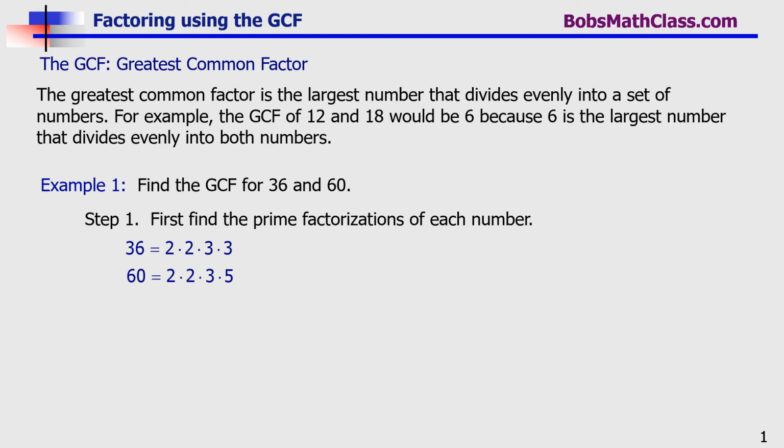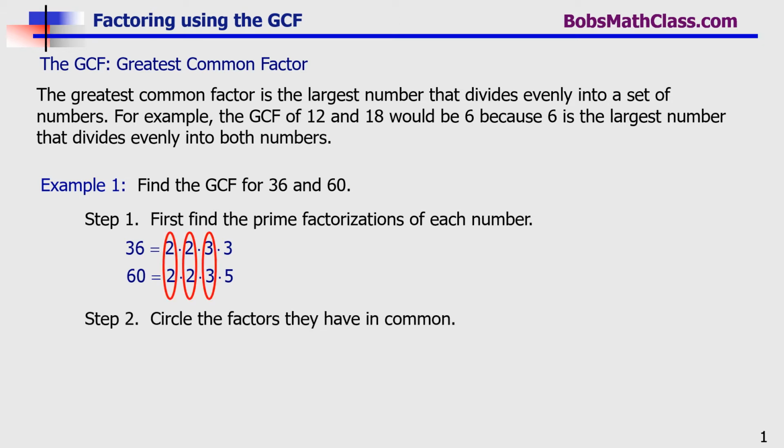Anyways, and then what we're going to do is circle what they have in common. What do they have in common? They have a 2 in common, another 2, and a 3. So there's a 2, a 2, and a 3. And then we're going to multiply that out, and that's our GCF, 2 times 2 times 3. Okay, so 12 is the largest number that goes into both 36 and 60.